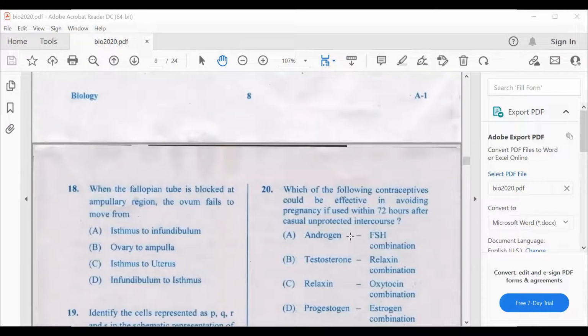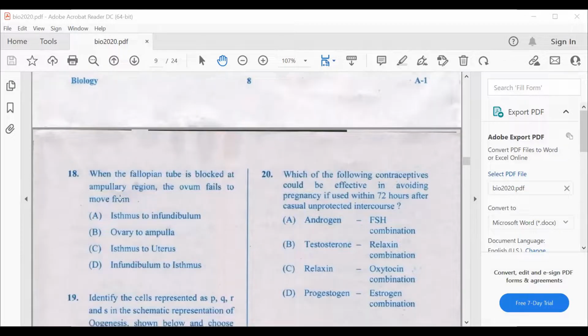18th question. When the fallopian tube is blocked at ampullary region, the ovum fails to move from isthmus to infundibulum, ovary to ampulla, isthmus to uterus, infundibulum to isthmus. So here you should be familiar with the diagram of female reproductive system. Then only you can answer. So read the question twice and then answer.